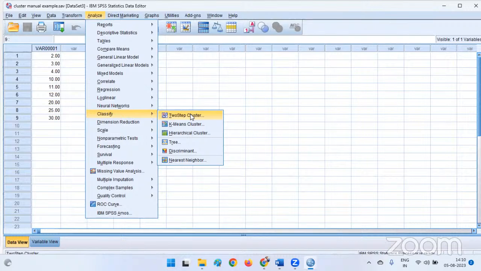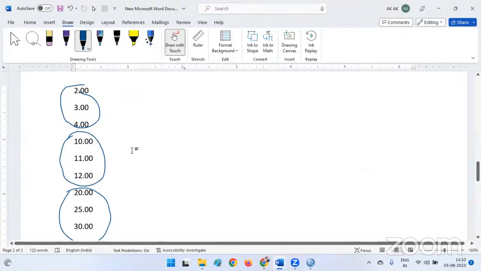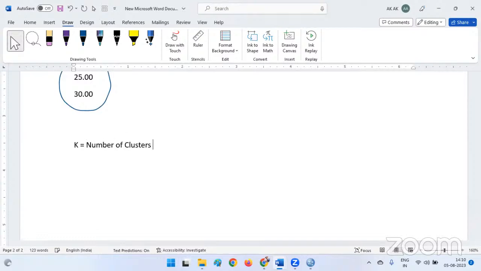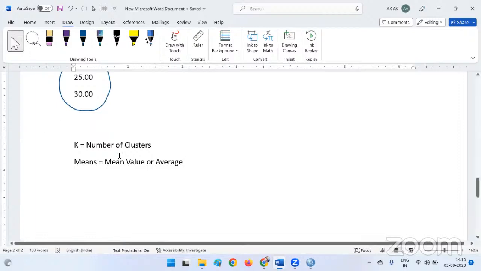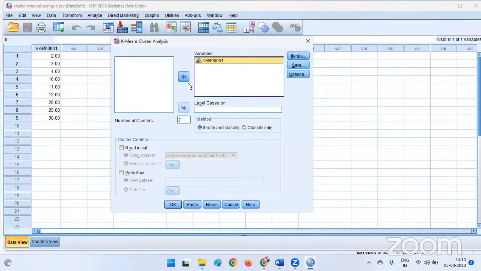K-means cluster means k is the number of clusters, and means is the mean value. So the average is the basic ground on which the clustering of the data will be done. So we will apply the cluster analysis on this file. Now this will ask us how many clusters do we want?